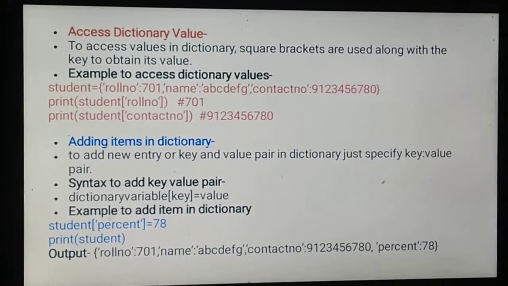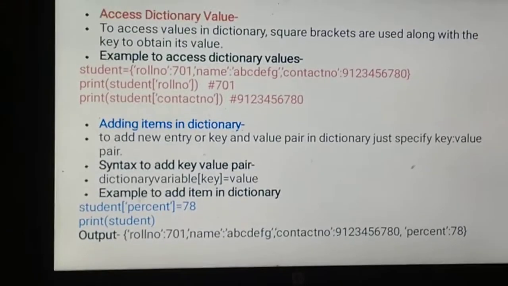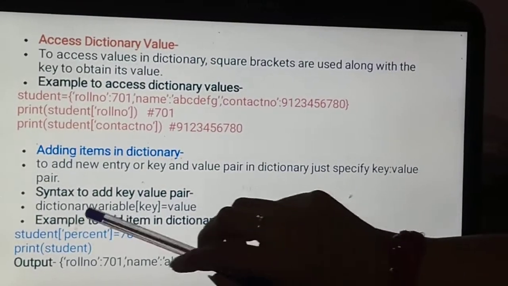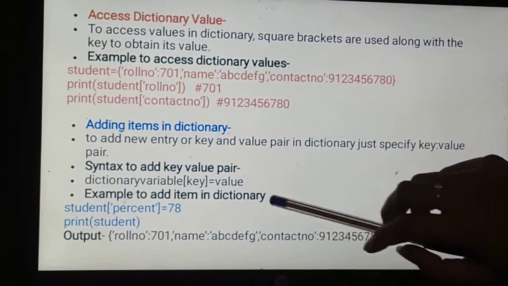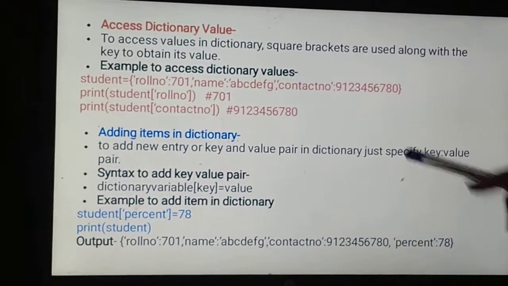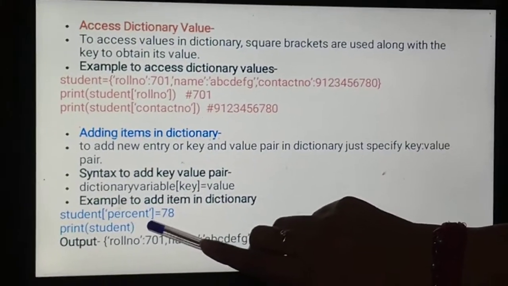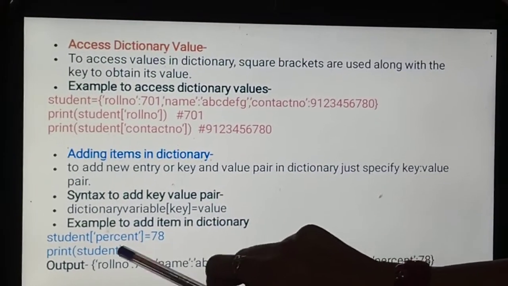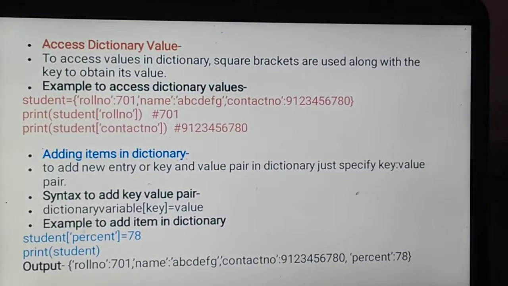The next topic is adding items to the dictionary. To add any new entry or key into the dictionary, you need to specify the key-value pair. The syntax is like this: you specify the dictionary variable along with its key and its value. There is an example, student percent. Suppose I want to add a percent item into this. So percent would be the key and 78 would be the value of that key. So when I print student, it is going to show percent 78. So this is how I add something into the dictionary.